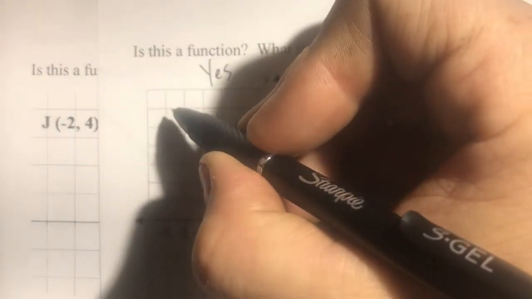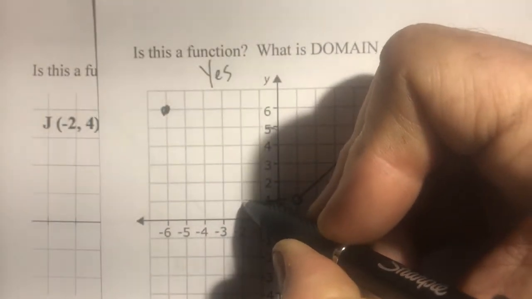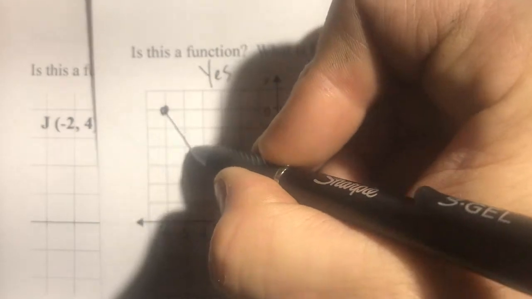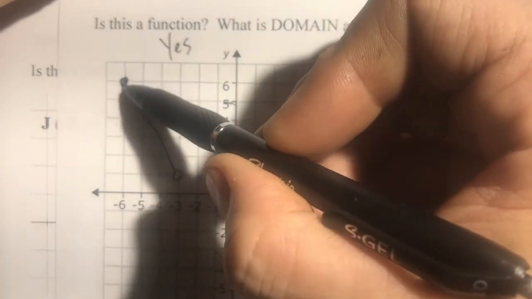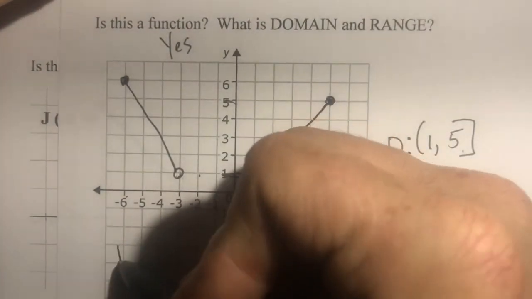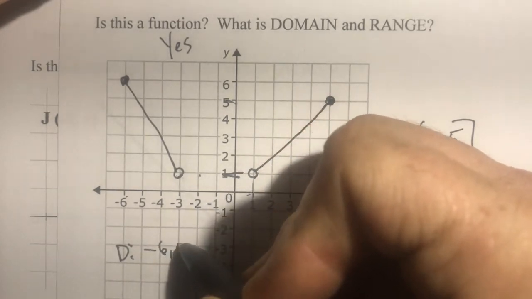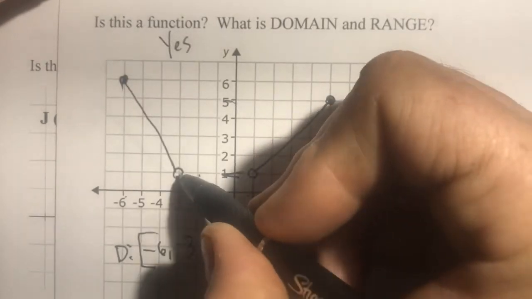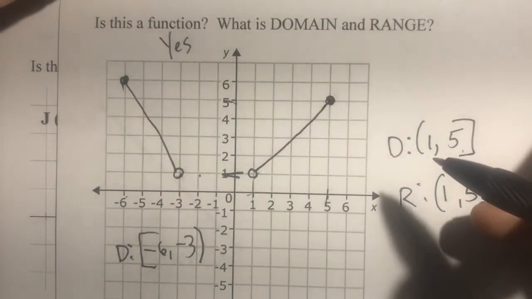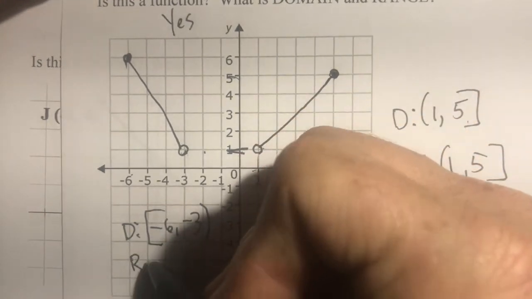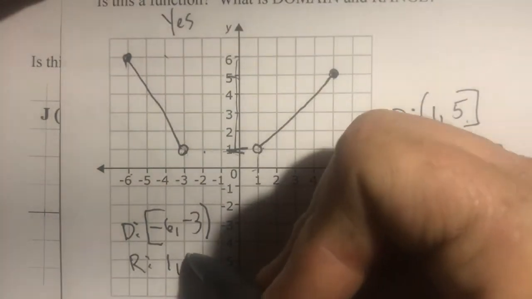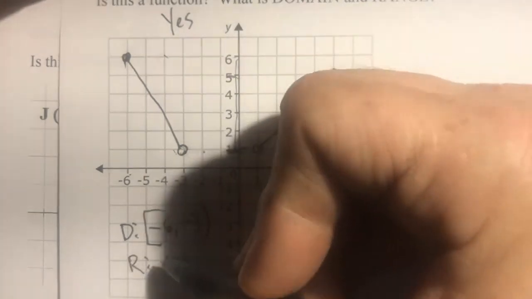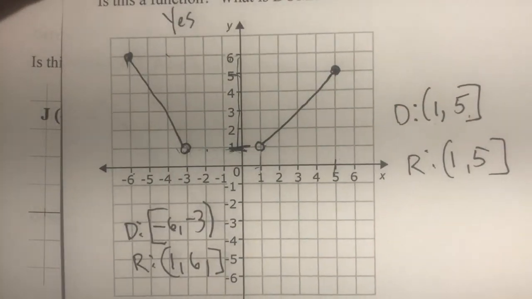Here, let me draw one that's a little different. Let's draw one right here. Okay. What's the domain and range of it? All right, my domain starts at -6 and goes to -3. So I'll just write right here, -6 to -3. -6 is included, so I put the bracket. -3 is not, so I put parentheses. There's my domain. What's my range? It goes from 1 up to 6. It starts at 1, which is not included, and goes all the way up to 6, which is included. And there's my range. Okay?